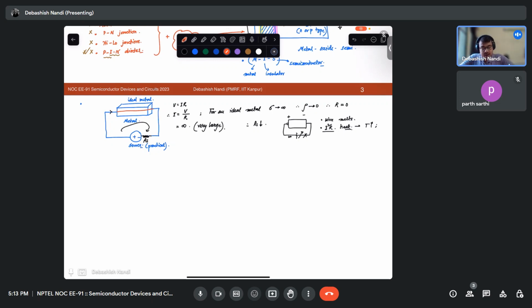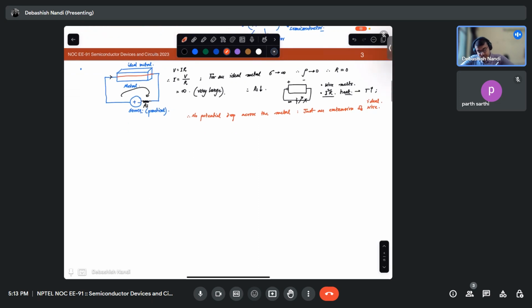And why do we do that? Because there will be no potential drop across the metal, right? Just an extension of your wire, or your ideal wire. Okay, so that is fine.